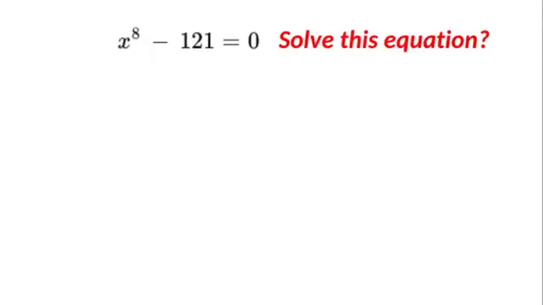Today we have an indices problem where we're going to simplify and solve the equation x to the power of 8 minus 121 is equal to 0.